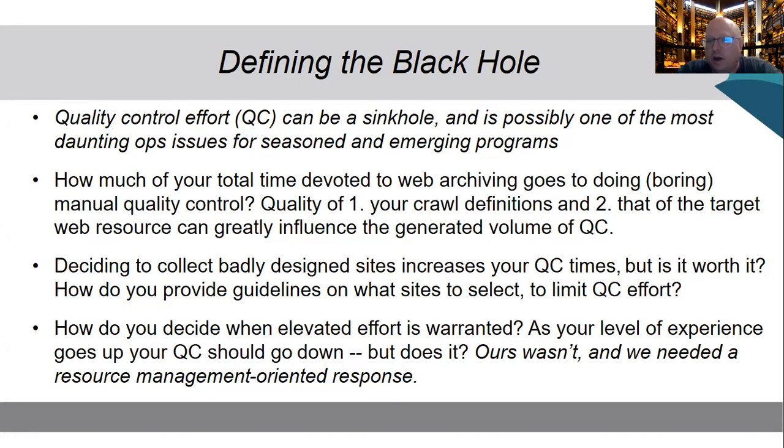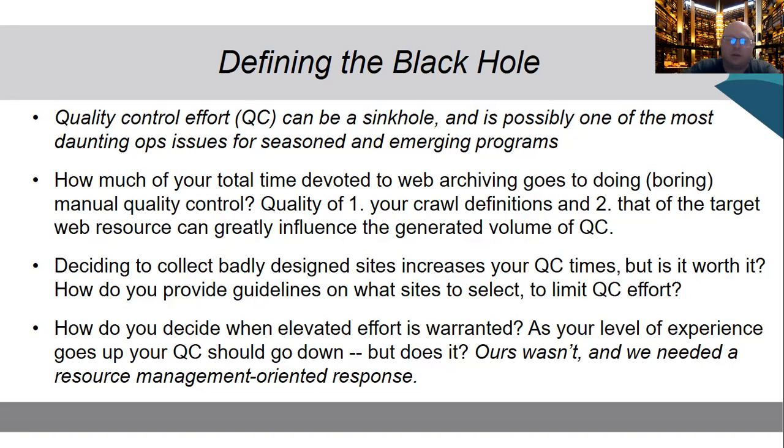And this can be deeply influenced by how good your crawl definitions are, and also how high the quality level is of the target web resource that you're trying to collect. One of the issues that we've discovered is that we've often attempted to collect badly designed web resources, which has greatly increased quality control times, but we should question whether that's worth it. And if it isn't, how do you go about managing that? How do you provide guidelines to your curators on what sites to collect in order to limit your quality control effort? Another one, how do you decide when that elevated effort actually is warranted?